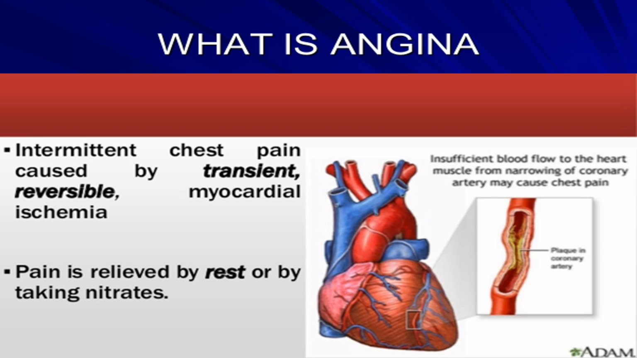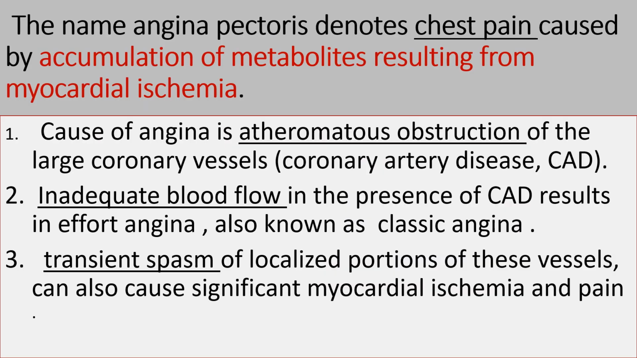Now, what kind of pain and where is the pain? The pain is always substernal, and usually it is relieved by rest or by taking anti-anginal drugs, predominantly nitrates. The name angina pectoris denotes chest pain. And how is it caused? It is caused by accumulation of metabolites resulting from the myocardial ischemia. Now, what do you understand by ischemia? It is the lack of oxygen to the myocardial tissue.